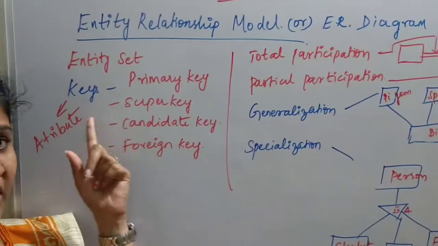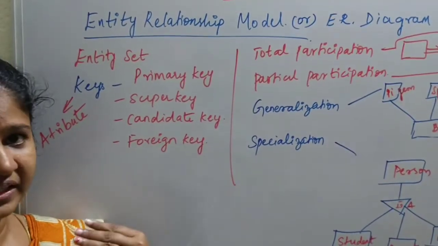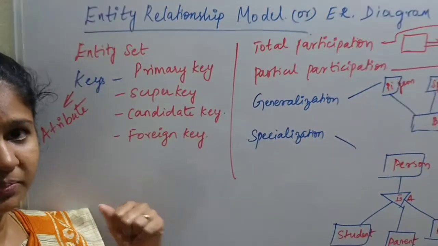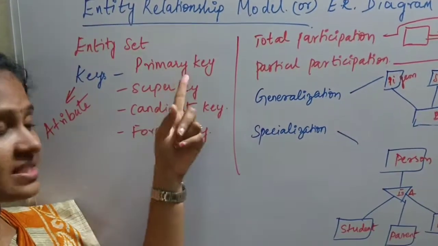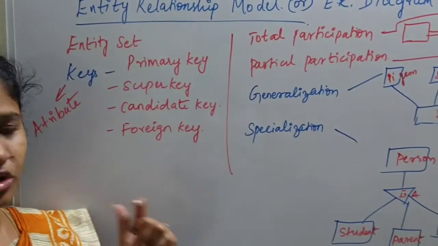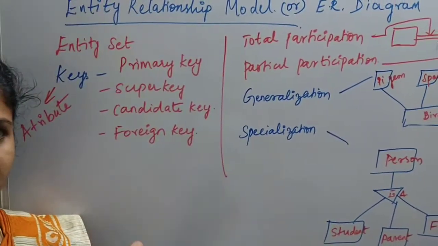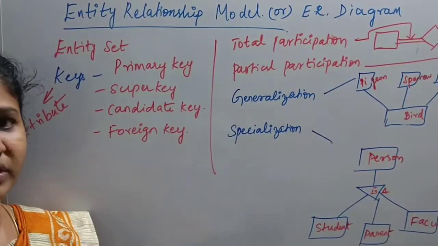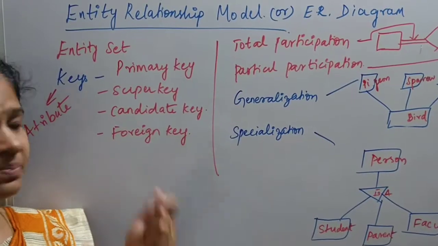Next is about keys. We have 4 different keys for our database, which is a very important concept in database design. First is the primary key. A primary key is the single attribute which is used to identify a record. Examples are the roll number of a student, register number of a student, or employee ID of a faculty member, which are considered primary keys.